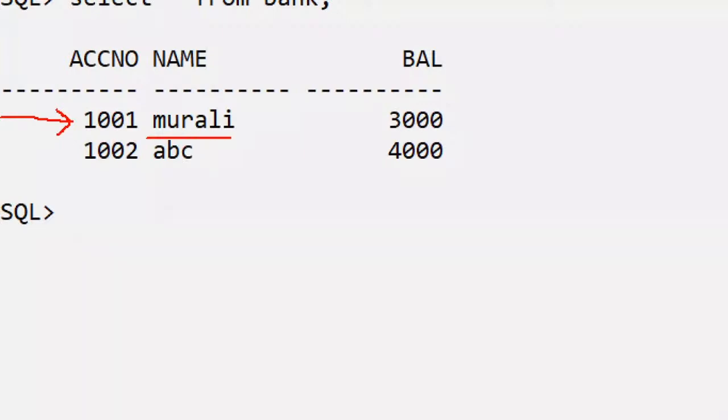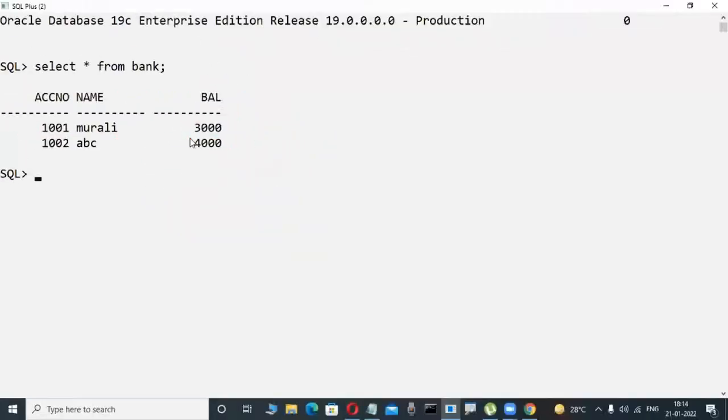My name is Murali. I'm an account holder. My balance is how much? Yes, how much? 3000 is there. Observe it here. My balance is 3000, for example. Now check out this scenario. Slowly observe it here.